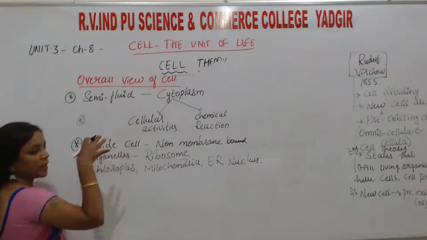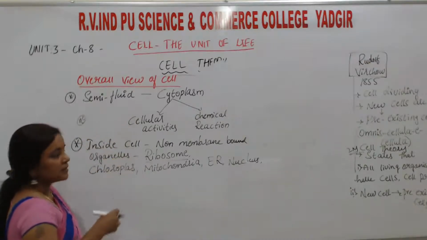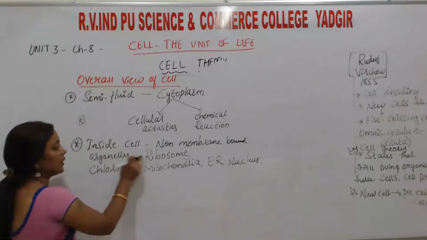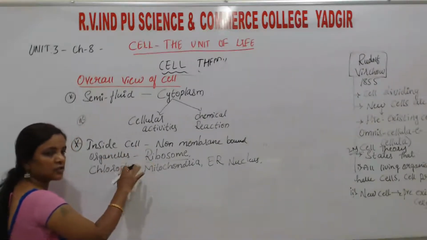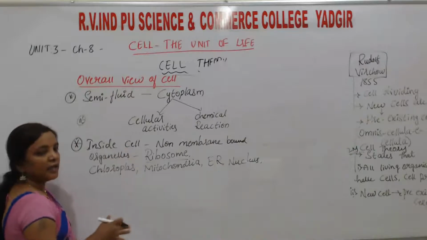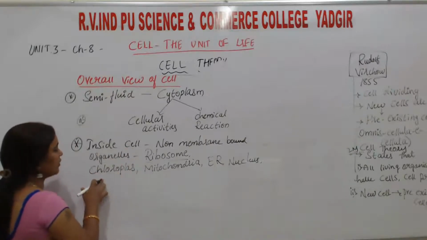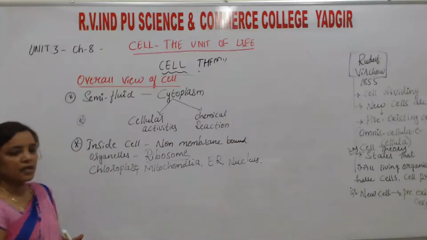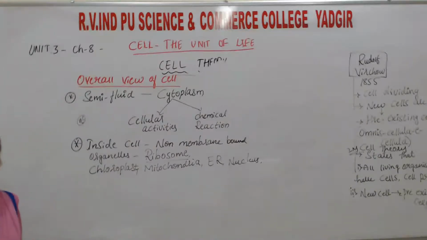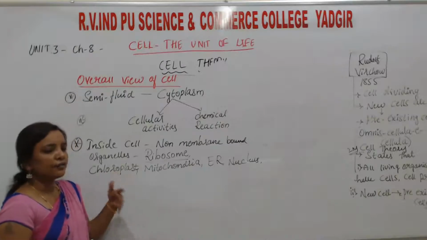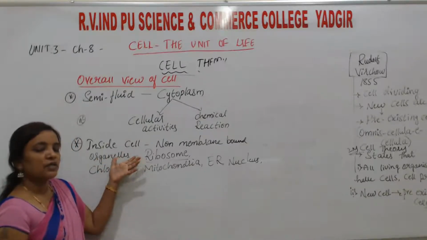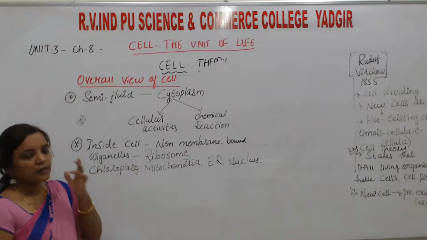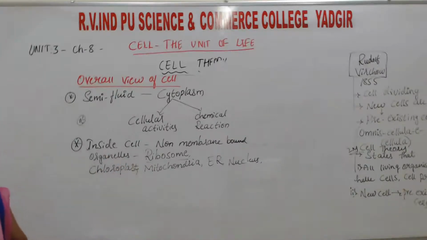Slowly we are moving inside the cell. The cell consists of cytoplasm. Inside the cytoplasm, ribosomes are present, which are not bounded by any membrane. Chloroplast is a double membrane organelle and is also present. Mitochondria, nucleus, endoplasmic reticulum, lysosomes are present. So different organelles are present, which we are going to study in detail in this chapter.